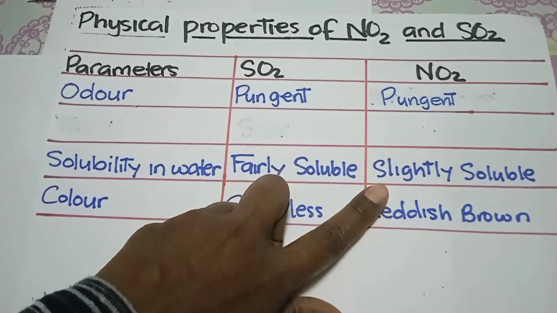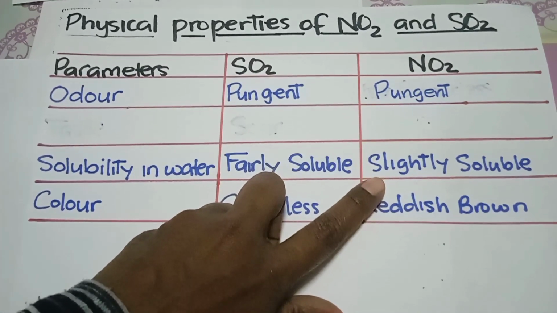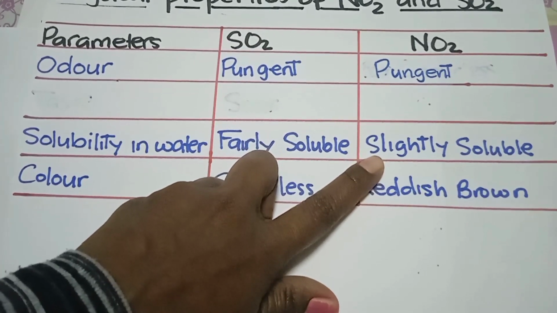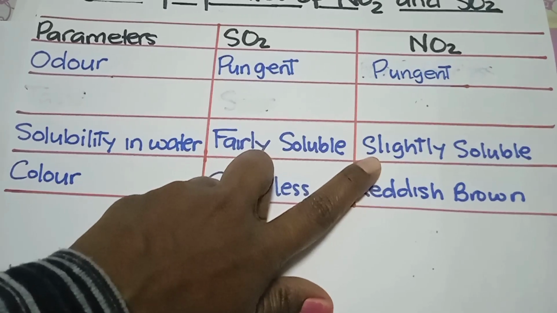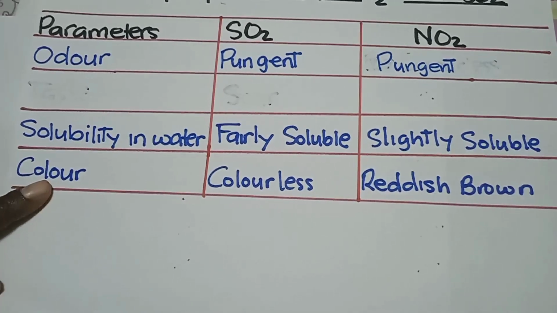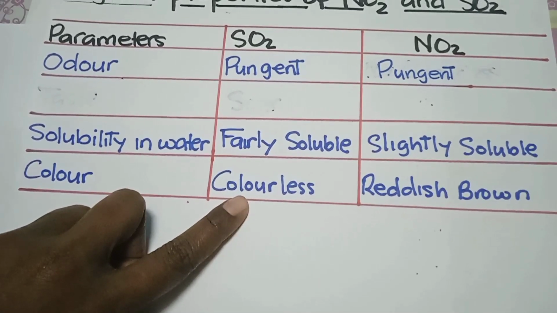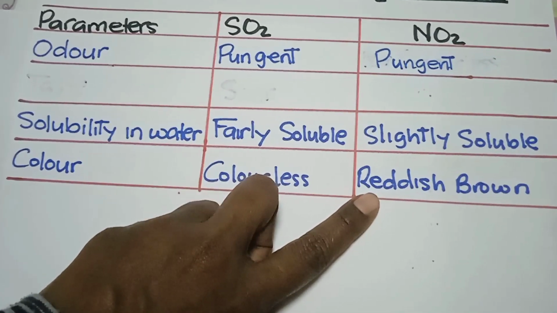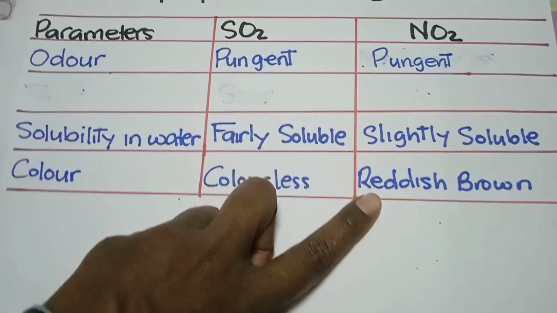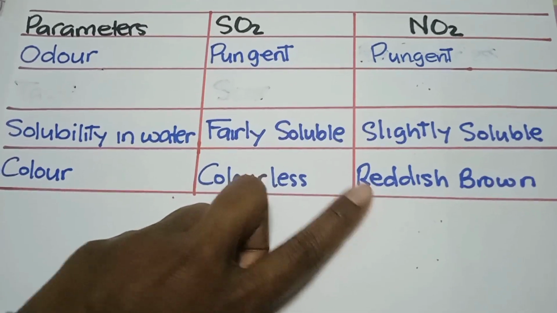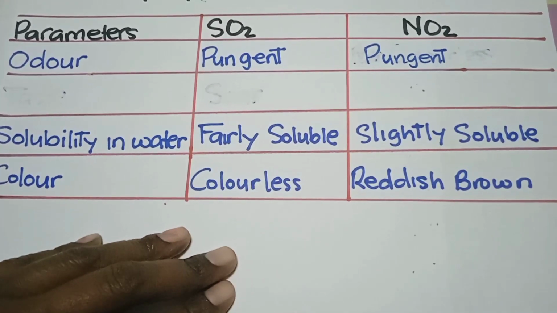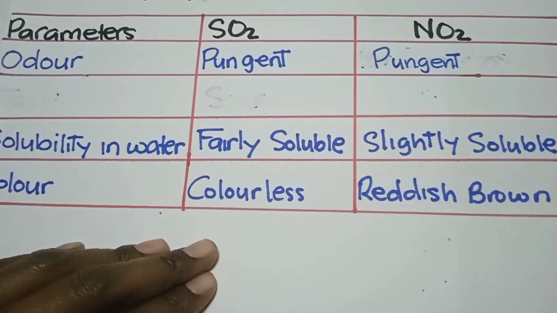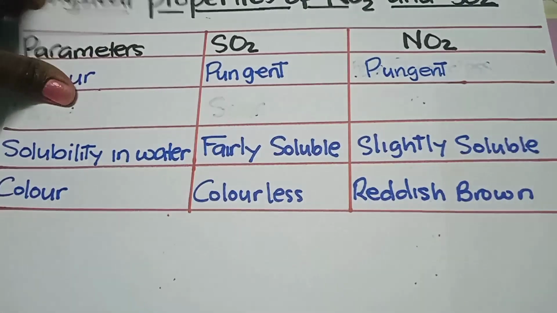But for nitrogen dioxide, it's slightly soluble. It means that some might dissolve and most may not dissolve in water. For the color, sulfur dioxide is always colorless, and nitrogen dioxide is around brown, but not really brown, more reddish brown. So those are some physical properties of both sulfur dioxide and nitrogen dioxide.